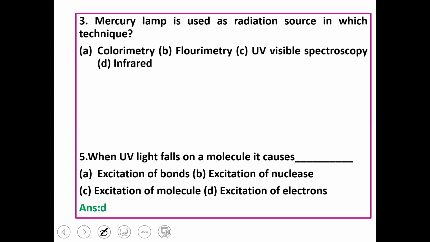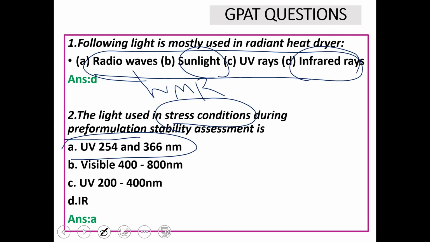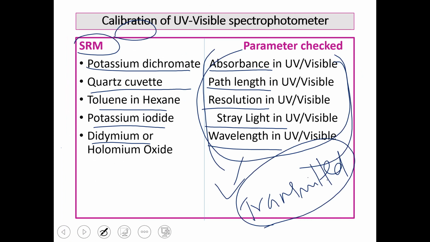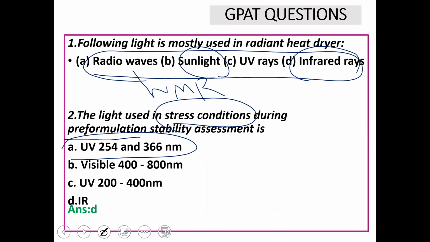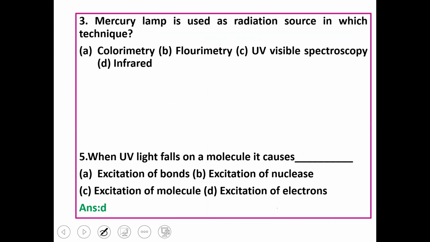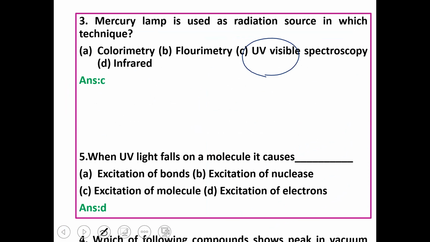So next is mercury lamp. Just now I added it in the previous slide. Let me go back and show you why I added it specifically, because mercury vapor lamp is not in the list here, but I added it. See, the question is there. Mercury lamp is used as a source in which spectroscopy? So you have to choose UV visible spectroscopy.